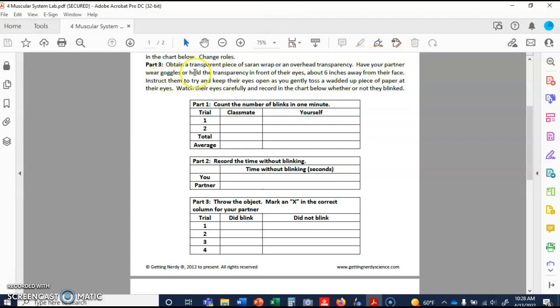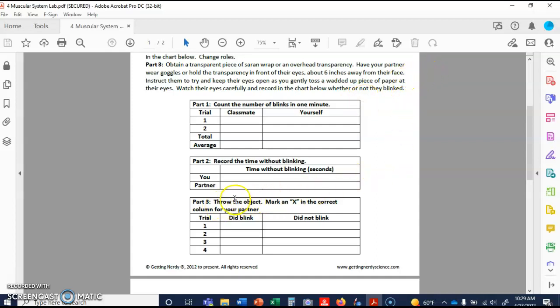Have your partner wear goggles and about 6 inches away from their face. It says to instruct them to try and keep their eyes open as you gently toss a wadded up piece of paper at their eyes. Watch their eyes carefully and record in the chart whether they blink.